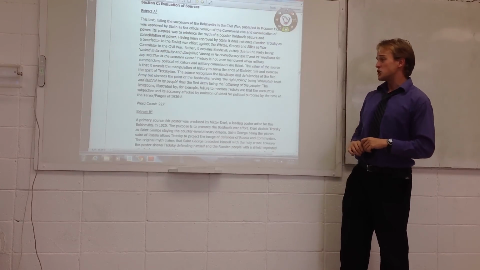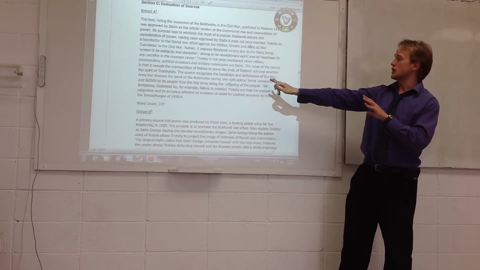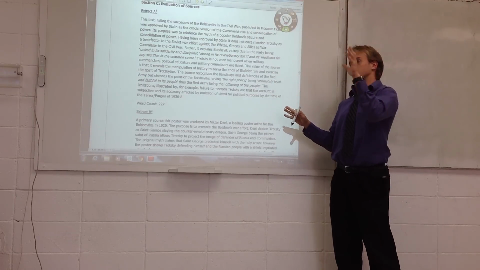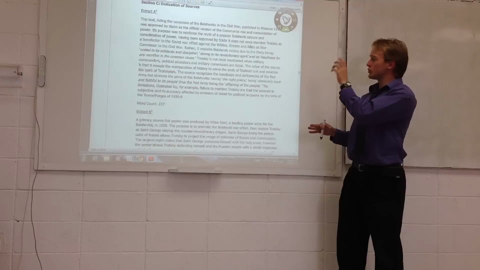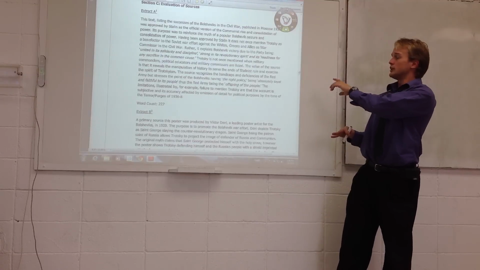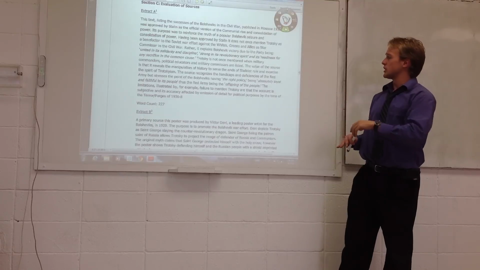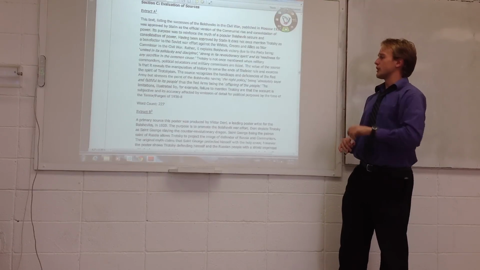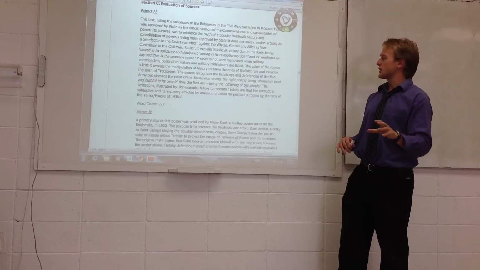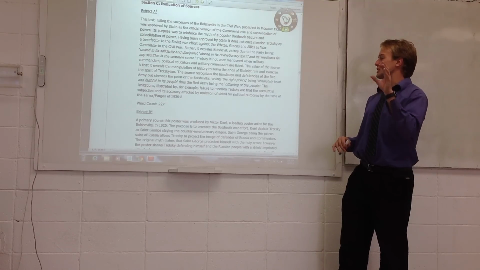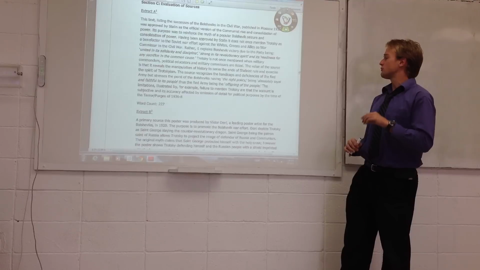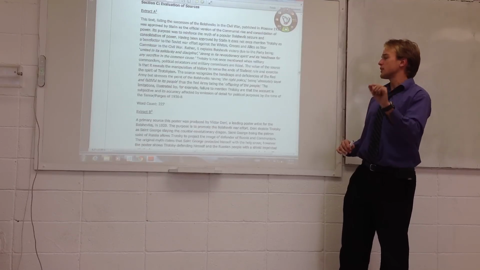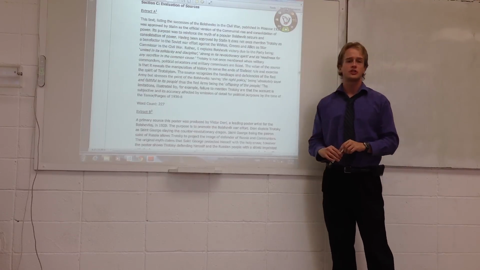The limitations, so those are some quotations that give it value and limitations. But also, what's good about the limitation here is in the last sentence it gives a limitation of the source. It says, the limitations illustrated by, for example, failure to mention Trotsky are that the account is subjective and its accuracy affected by omission of detail for political purposes by the time of the terror of 1936 and 1938.